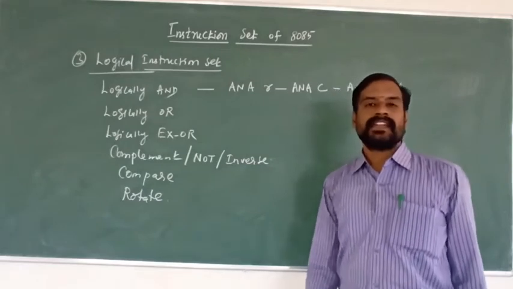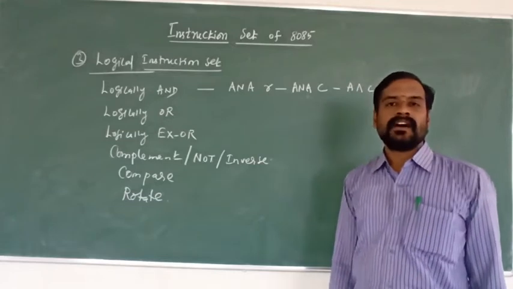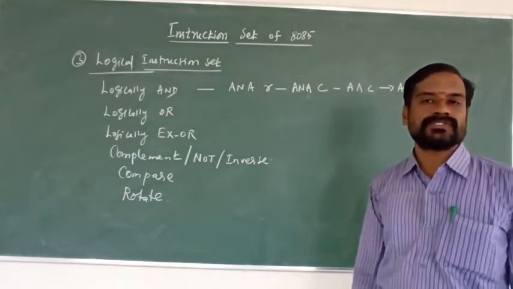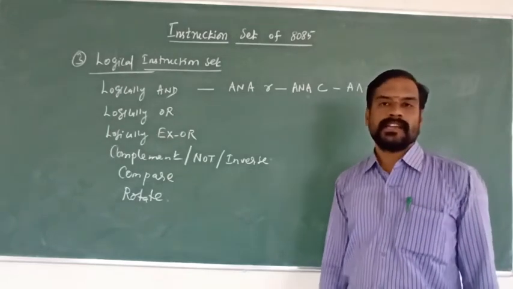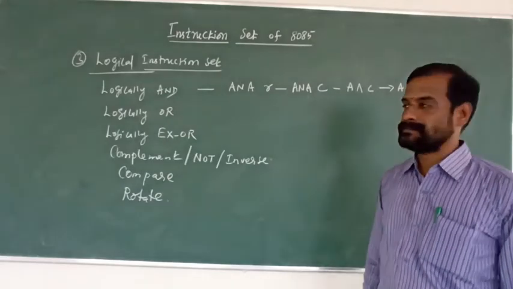This is the logical AND operation. When both inputs are high, now the output will be high. If any one of the inputs is low, the output will be low state. This is the operation of logical AND.